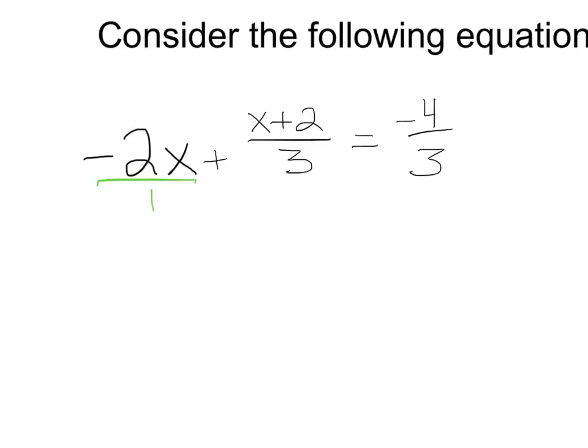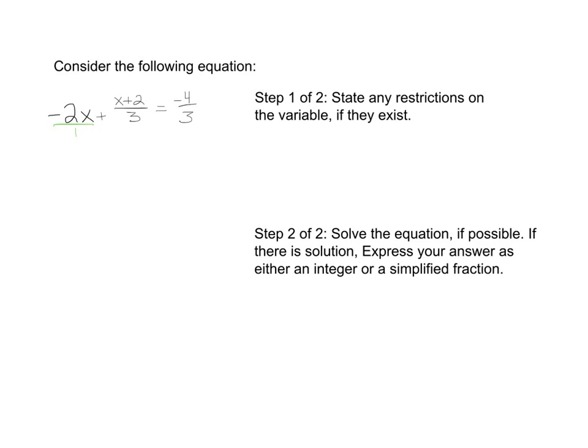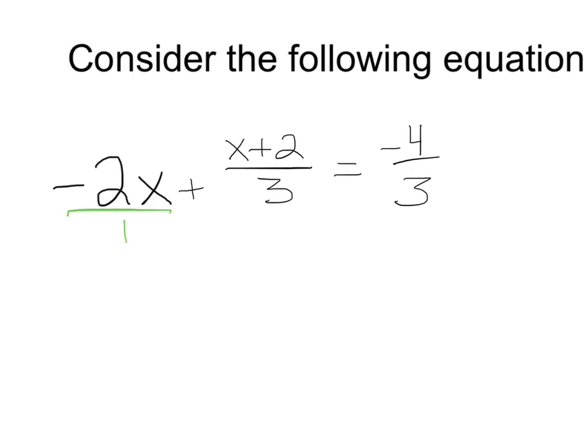And like I said on the previous problem, if there are no variables in the denominator, that means there are no restrictions. Nothing that would make these denominators 0. So here, no restriction. And then to solve the equation, it's not a proportion. If it were a proportion, we could just cross multiply to solve it. But in this case, we've got multiple fractions. There are more terms than just 2.